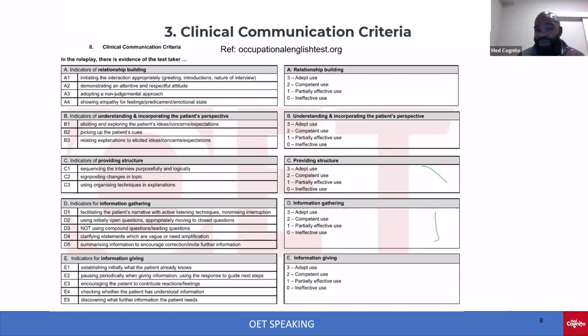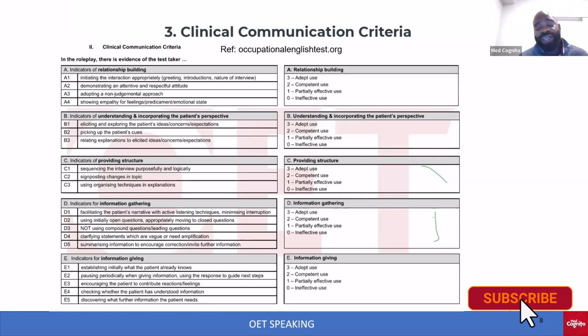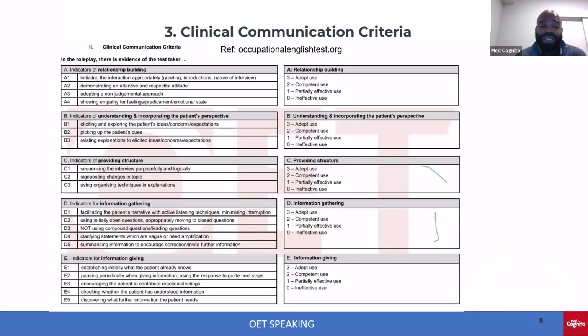Another thing that you are being evaluated for under the clinical communication criteria: are you gathering information properly? So for example, are you asking open-ended questions rather than asking, are you feeling hot? Are you feeling cold? You might be better off asking, how are you feeling today? So that you allow the person to express themselves very clearly, so that whatever information you require to make the diagnosis, you're able to get that. And so you are being evaluated for these.